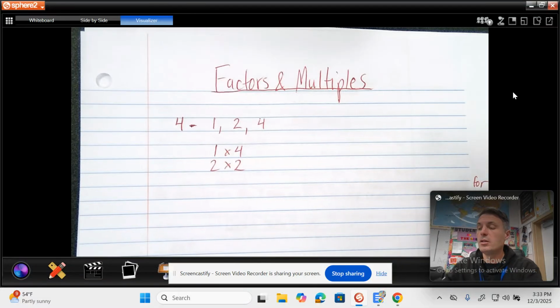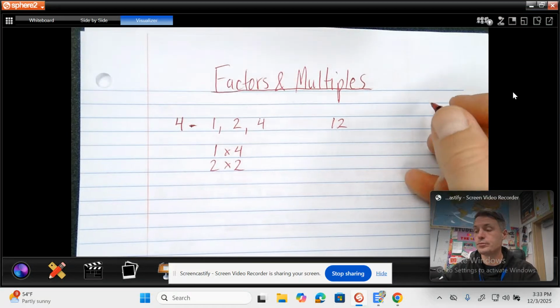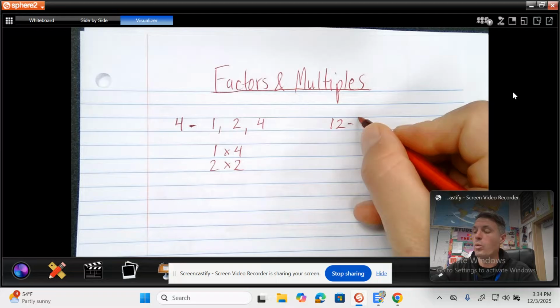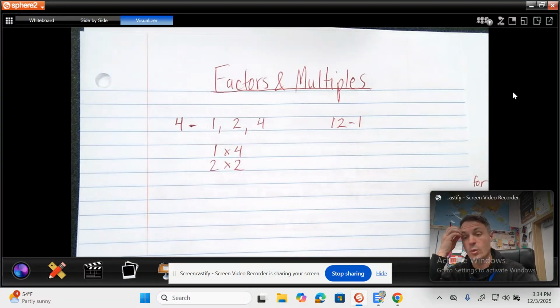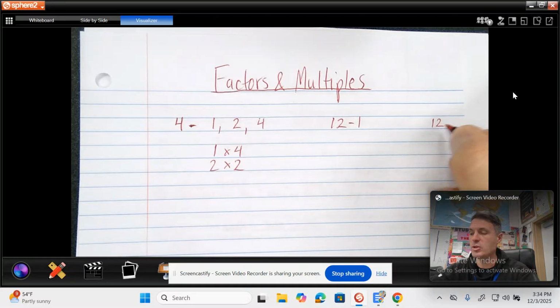Okay? Let's list the factors of a different number. Let's list the factors of 12. The factors of 12 are all the numbers that can be multiplied together to equal 12. And remember, 1 is a factor of every number because 1 times something will always equal that number, whatever that number is. You just multiply 1 times itself. So 1 is a factor of 12 because 1 times 12 equals 12.